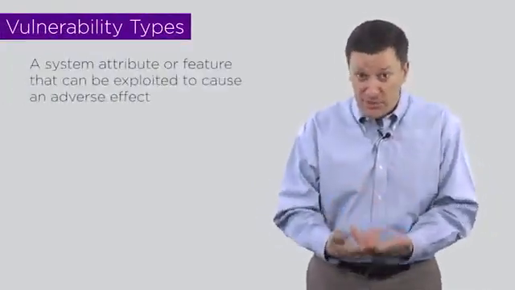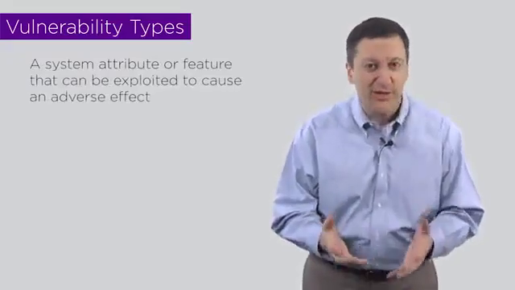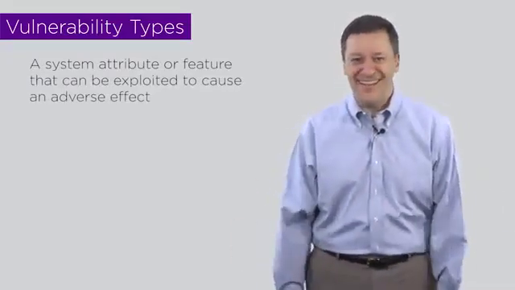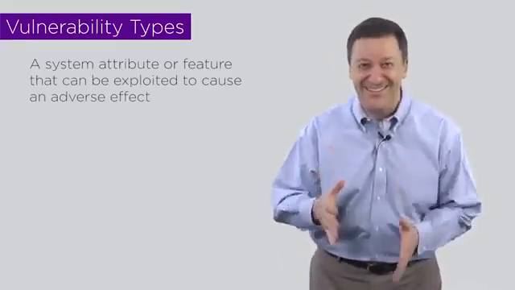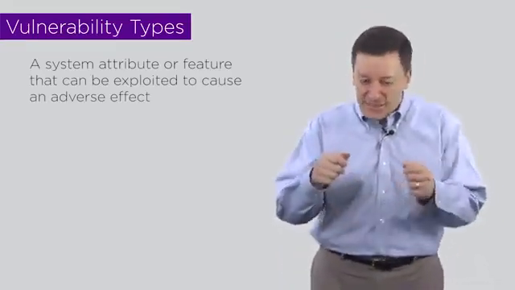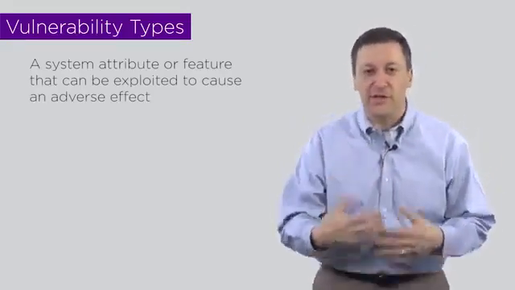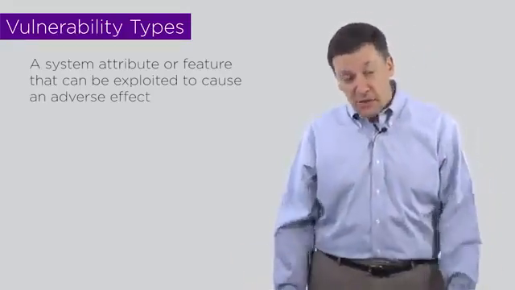Now, the definition of a vulnerability is a system attribute or feature that can be exploited to cause something bad to happen. Not exactly the most technical definition, but you get the idea. Like if there's a bug in a system, and I go, oh my gosh, I can exploit that to cause something bad, then we call that a vulnerability.